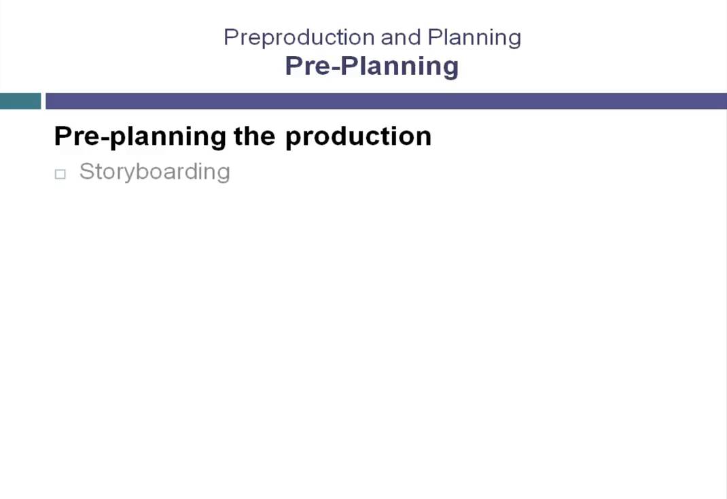One typical technique for pre-planning is called storyboarding. This comes from the film and feature animation industry. Essentially, a storyboard is a series of panels put together to create a graphical description of what your final production will look like. Storyboarding provides a visualization of the story you are telling in your production.